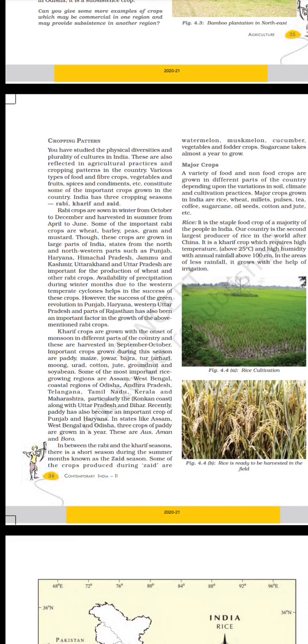Recently, paddy has also become an important crop of Punjab and Haryana. In states like Assam, West Bengal, and Odisha, three crops of paddy are grown in a year. These are Aus, Aman, and Boro.